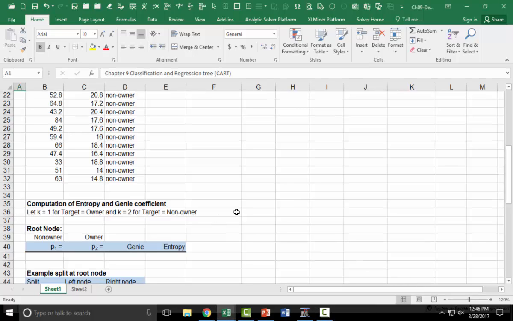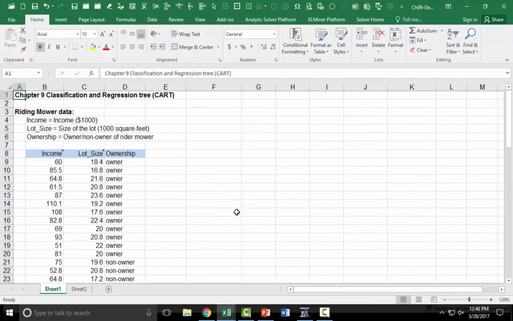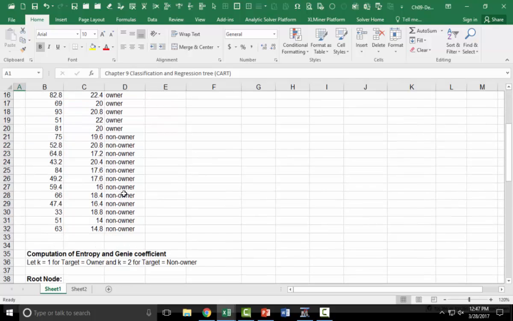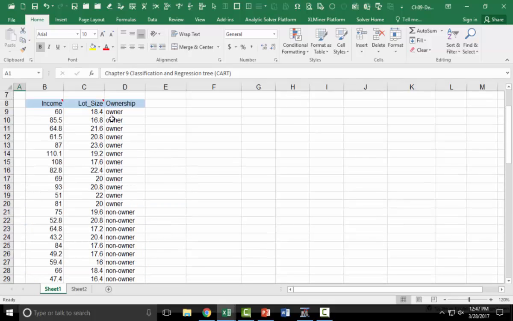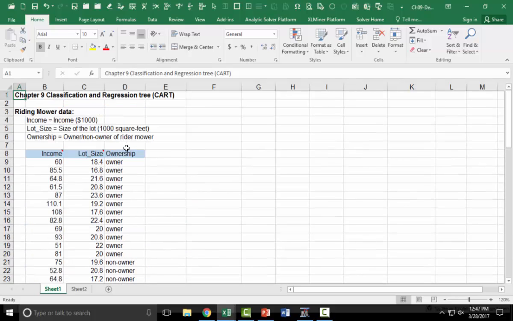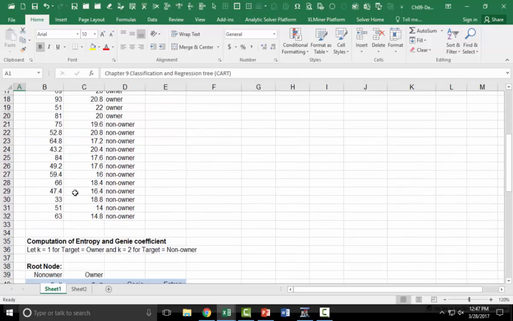Okay, now we're going to look at a simple example of computing Gini index and entropy and log worth. So that's our first step, and here there are two possible values for the target, which is the riding mower ownership, and we have two predictors, income and lot size.